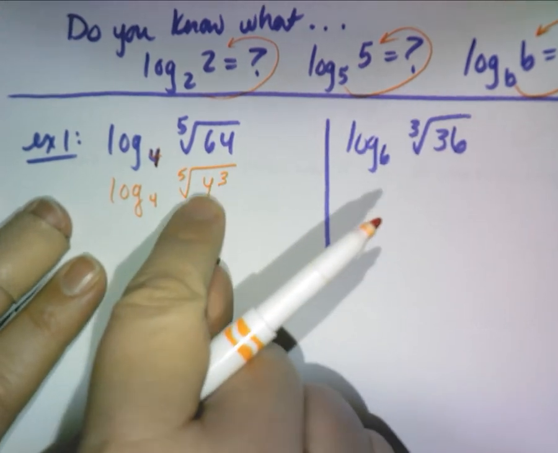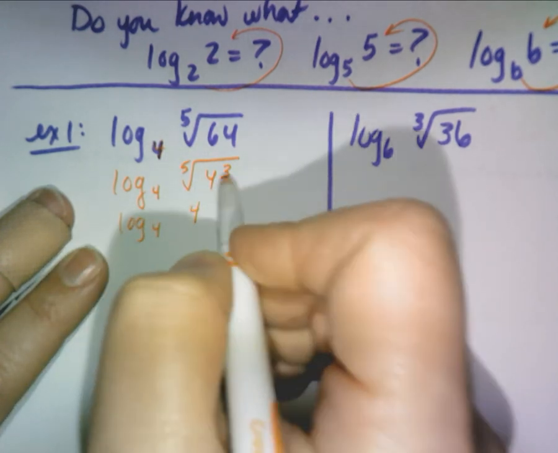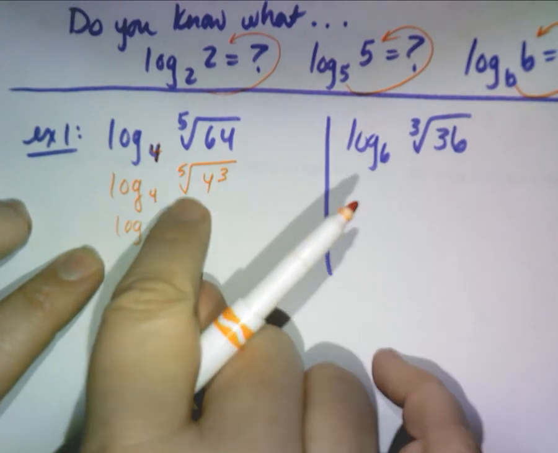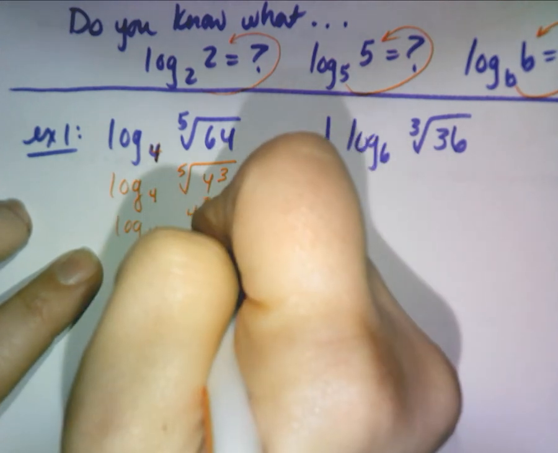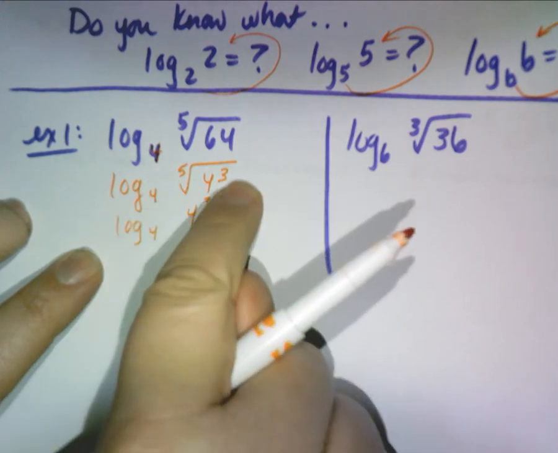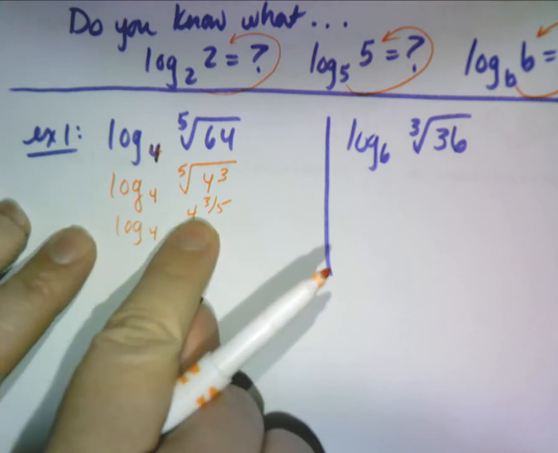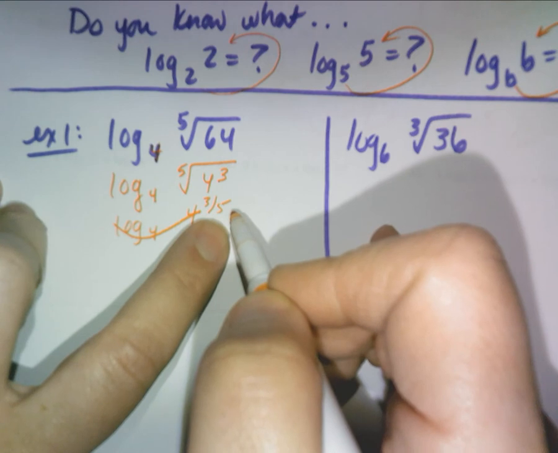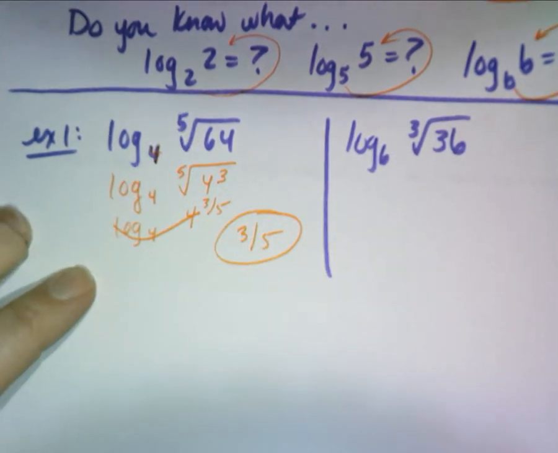64 is 4 cubed. Or even a better way to write this would be log base 4 of 4 to the what power? How do you write a radical? We did that way in the beginning of the year. How do you rewrite the 5th root as a fractional power? Not 5/3, other way around. 3/5. This becomes your denominator. So now that you have log base 4 of 4, that cancels to really 1. So your answer would just be 3/5.